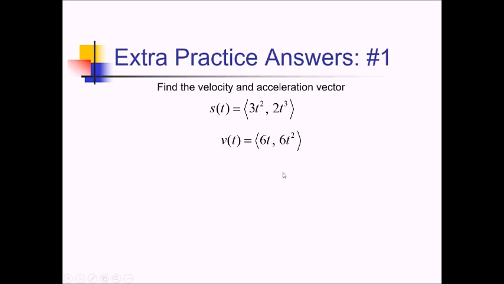And now that we have the velocity vector, we just need to take the derivative of that to get the acceleration vector. So going one component at a time, we can say that a of t is going to be 6, comma, 12t.